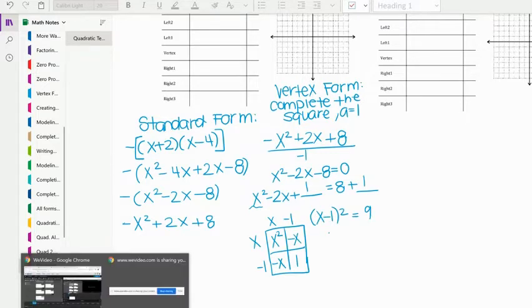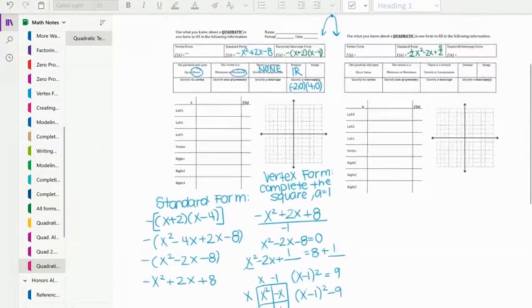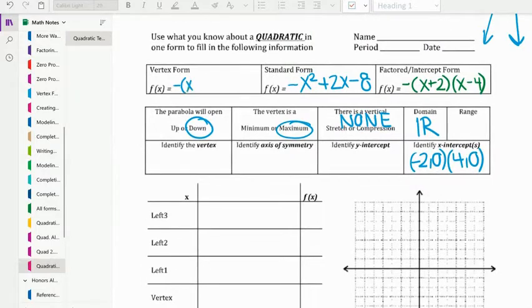And then after that, you want to subtract the 9. So x minus 1 squared minus 9. And the last step is we have to multiply back by that negative. So you get y equals -(x minus 1) squared plus 9. So we're going to go ahead and write that up here. So -(x minus 1) squared plus 9.